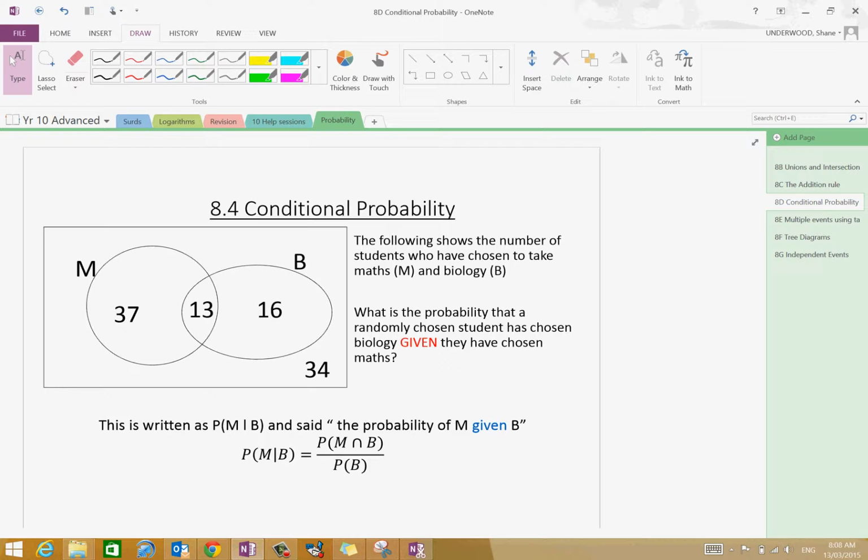If we've got M for students who choose maths and B for students who choose biology. Now, you can choose maths and biology at the same time. You can see there that 13 students have chosen maths and biology. How many students have not chosen maths or biology? In other words, we've got B complement intersect with M complement. Okay?